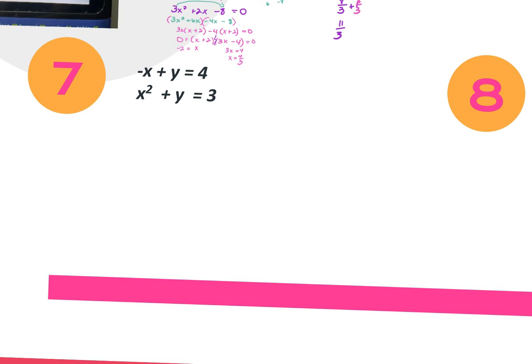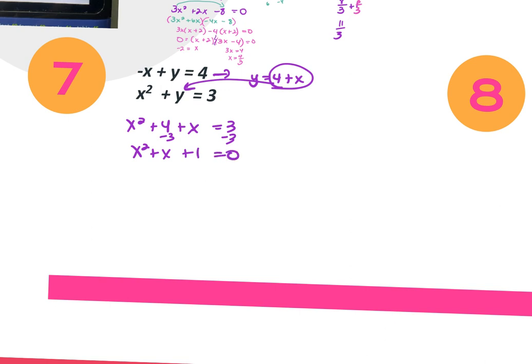First equation, what do you want to solve for? Y. Okay, so y equals 4 plus x. I'm going to take this and plug it into the y in the second equation. X squared plus 4 plus x equals 3.